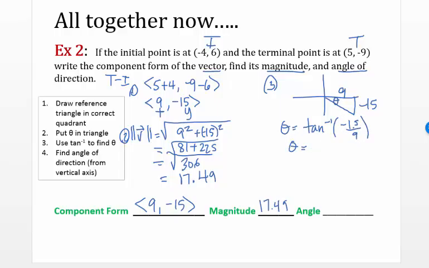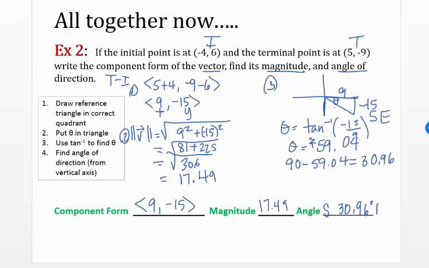So if I plug that in my calculator, again, I get a negative angle, but don't let that negative throw you off. At 59.04, okay? So throw out the negative, we don't care. But that's this angle right here with the horizontal. I want the angle with the vertical. So the way to get that is take 90 degrees and subtract the 59.04, and I get 30.96. Now, what direction is that? Well, hopefully you see that that's south and that's east. So I would say south 30.96 degrees east. Okay, there's my angle.